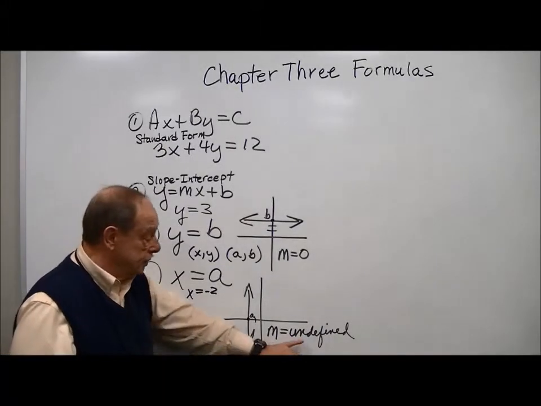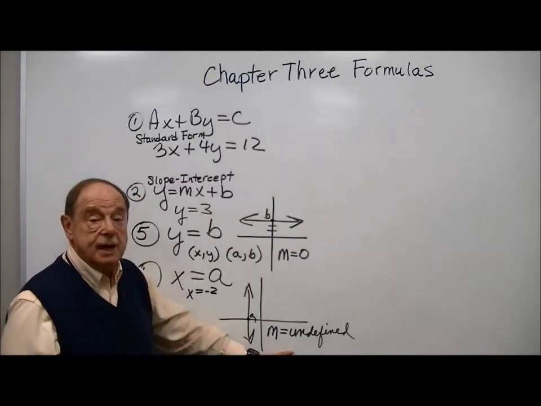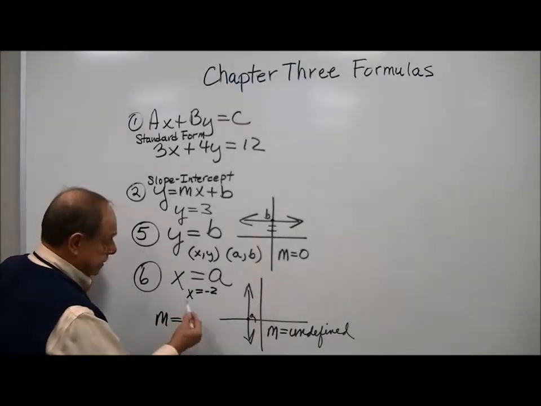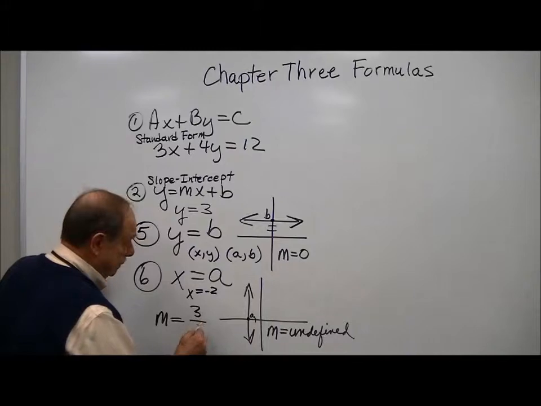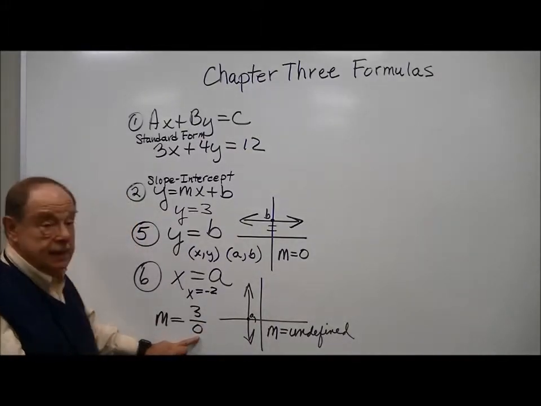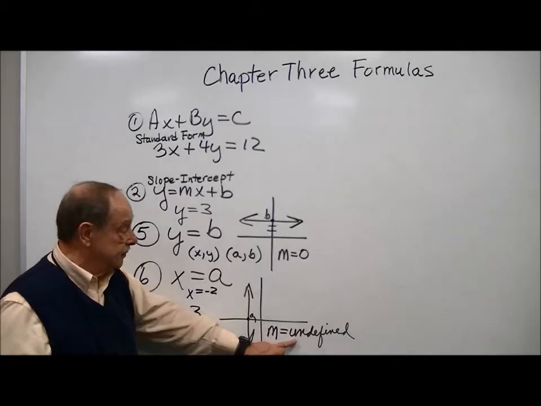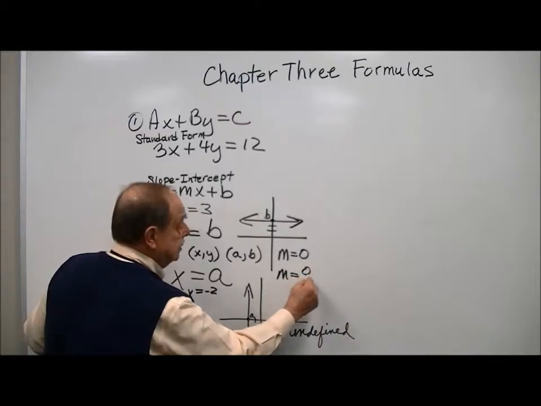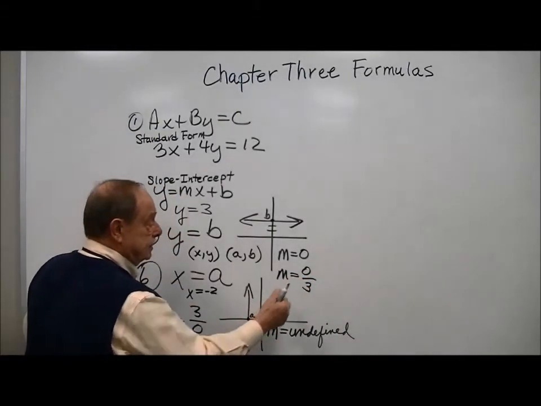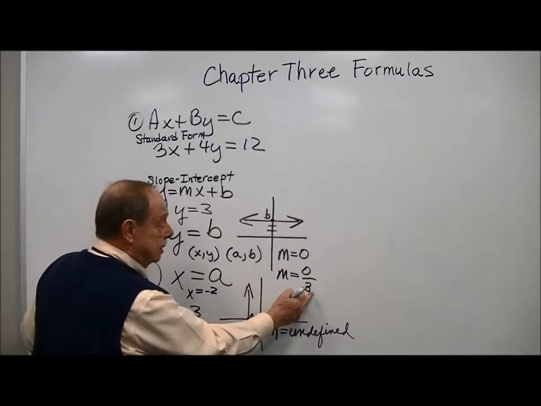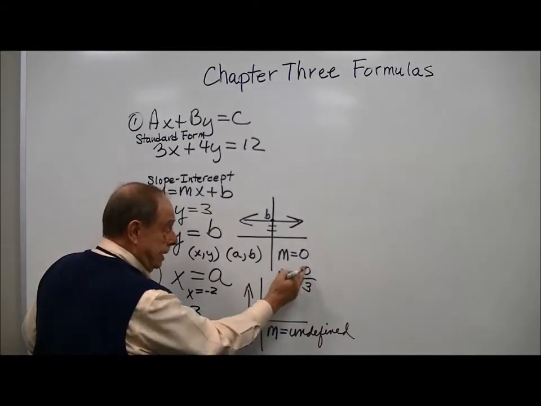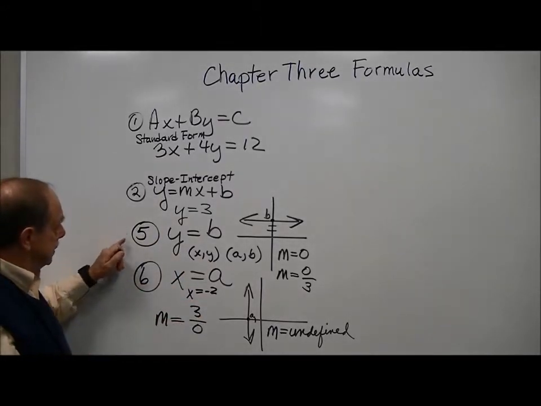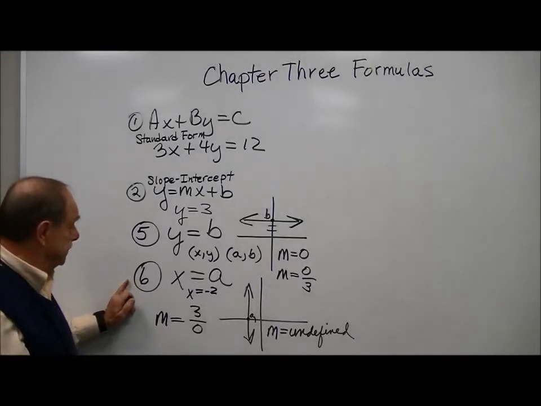Interestingly, the slope of a vertical line, we say, is undefined. When you do the slope, you're going to end up with something like 3 over 0. And anything over 0, we say, is undefined. In the horizontal case, when you do the slope, you're going to get something like 0 over 3. So 0 divided by any real number other than 0 is 0. So again, a little short review of those two formulae.